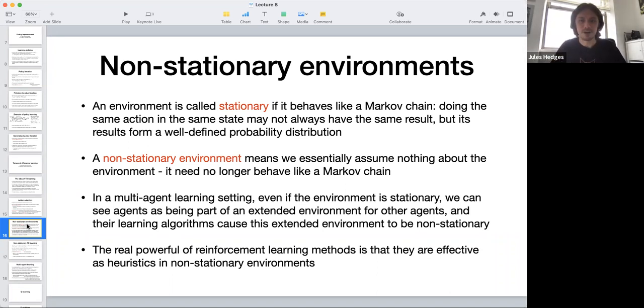A non-stationary environment essentially means all bets are off. With a non-stationary environment, we could assume some things about it, but in the most extreme case, we can assume absolutely nothing. This environment could be absolutely anything. It doesn't have to behave. It doesn't have to satisfy the Markov property. It doesn't even have to have well-defined probability distributions. So reinforcement learning for non-stationary environments is where the really cutting edge stuff happens. This is where you really go far beyond the setting of classical control theory.